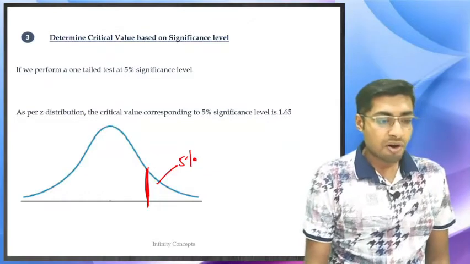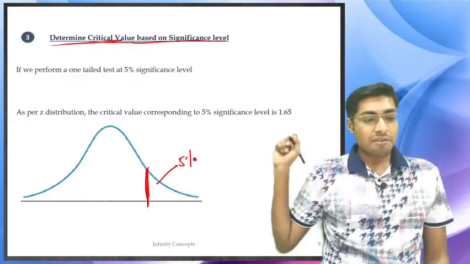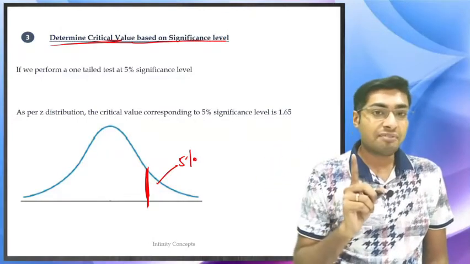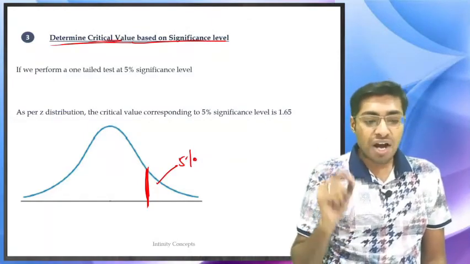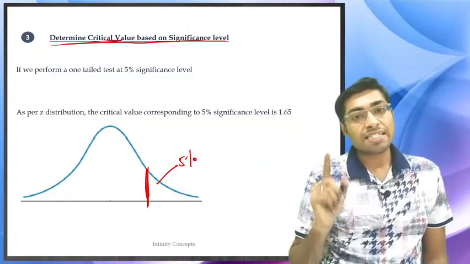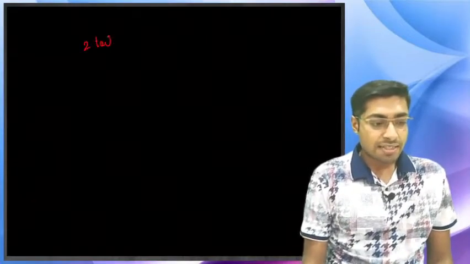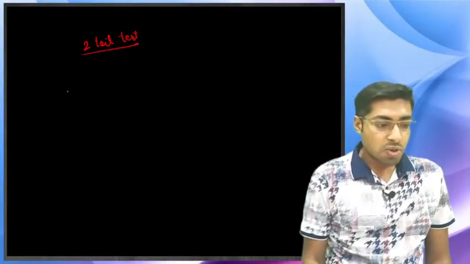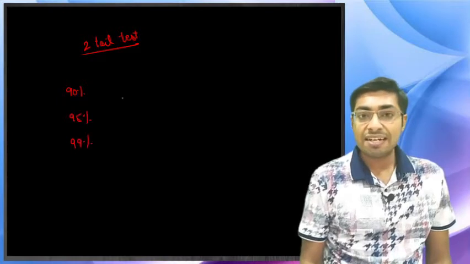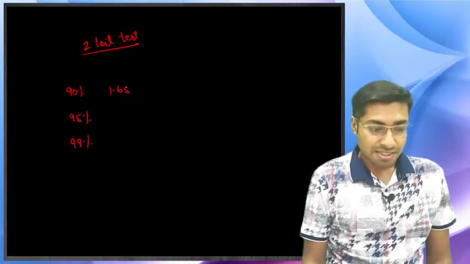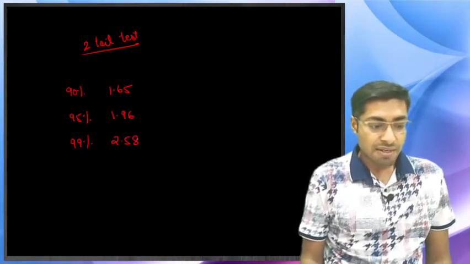Now we want to determine the critical value based on the significance level. So what are we going to do? We perform a one-tail test at a 5% significance level. As per Z distribution, the critical value corresponding to 5% significance level is 1.65. So remember what we have done earlier? When there was a two-tail test, in your two-tail test at 90%, 95% and 99%, what was the Z critical value? This was 1.65, this was 1.96 and this was 2.58.